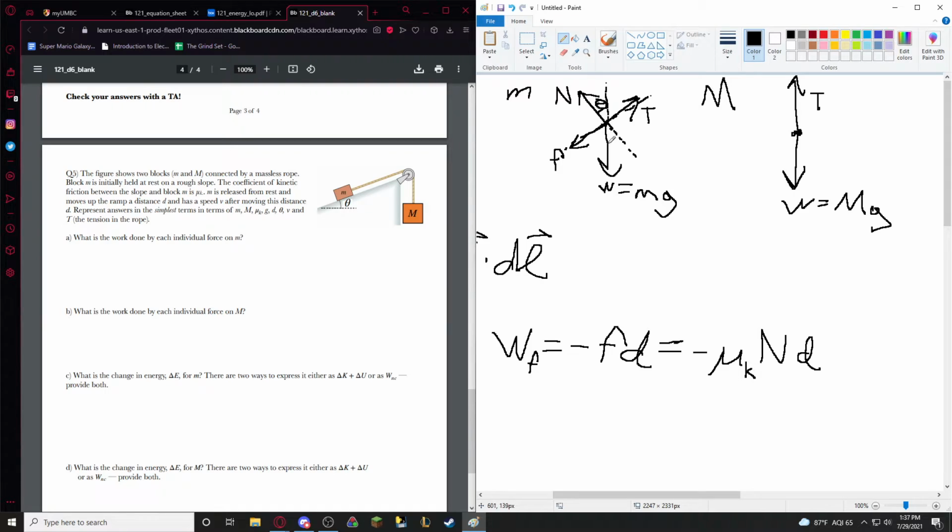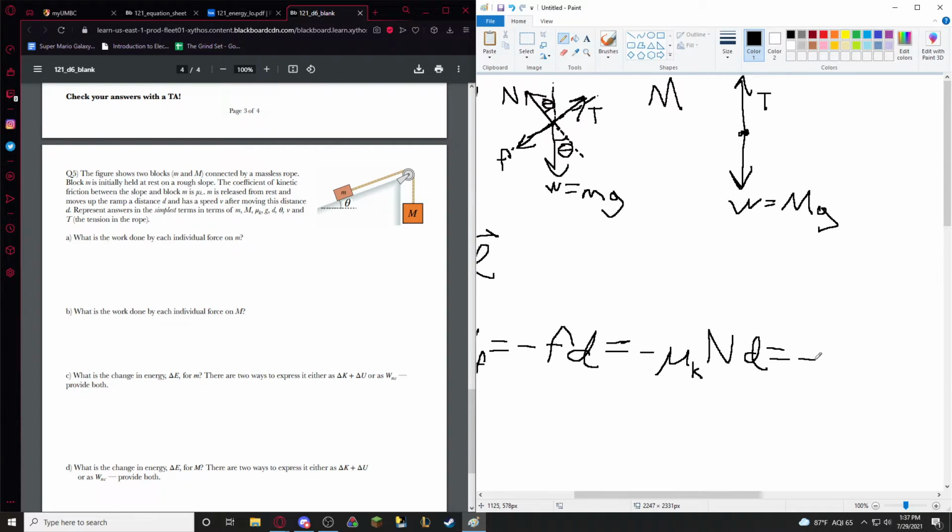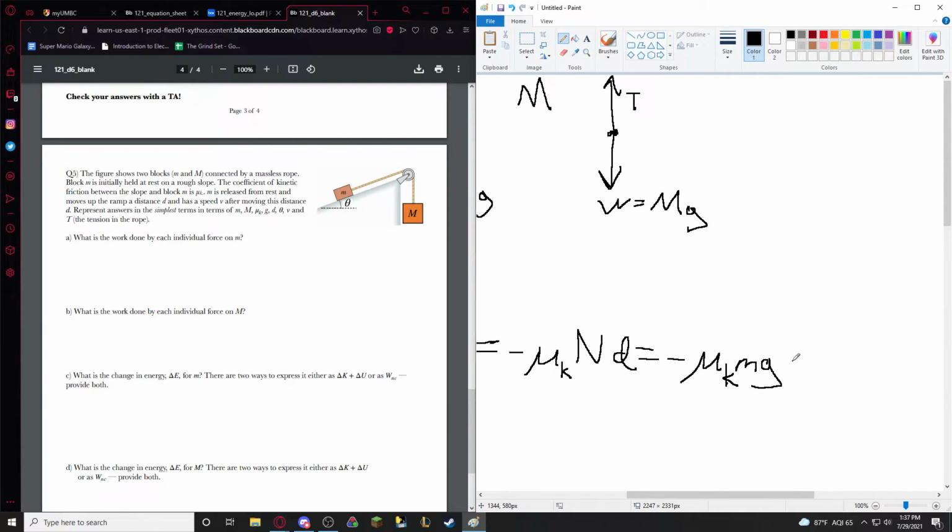I had to confirm for myself because this is the same angle theta here. And it's cosine because adjacent over hypotenuse, and mg is the hypotenuse. So we have negative mu k mg d cosine theta. That's the total work done by the frictional force, and it's in terms of mu k, g, m, d, and theta.